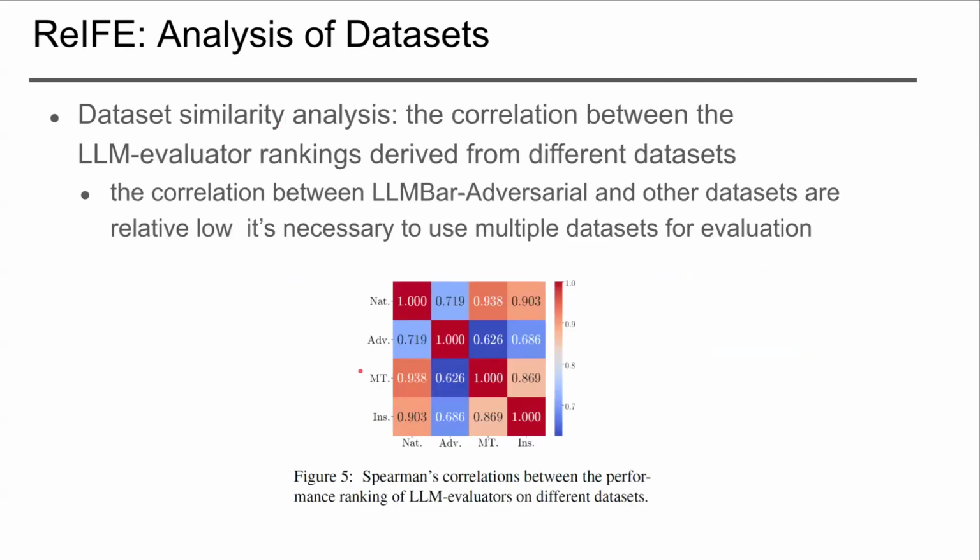And finally, we looked into what is the correlation between different data sets. Can you use findings from one data set and just generalize to other data sets? It turns out that for some data sets, that might be the case. For example, MT relates well with natural instructions, but not as well with other data sets. And one of the data sets, the adversarial one, actually has pretty low correlation with other data sets.